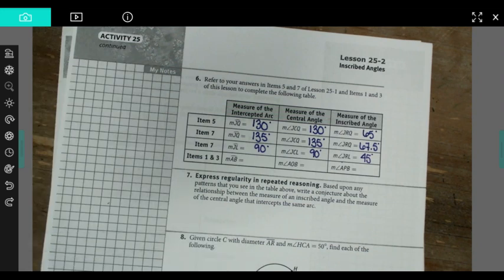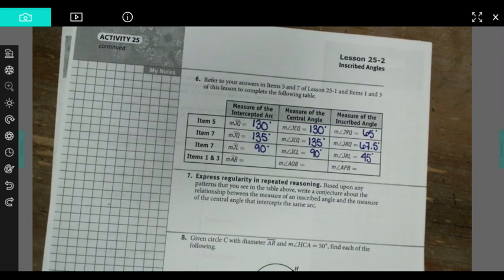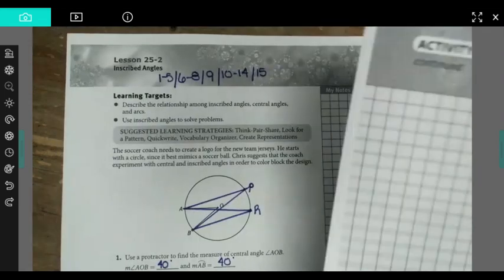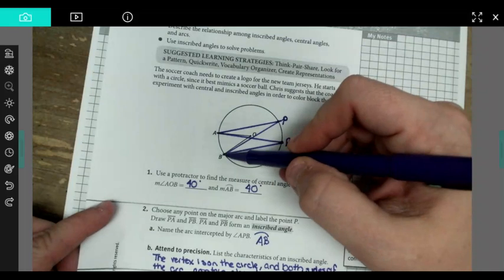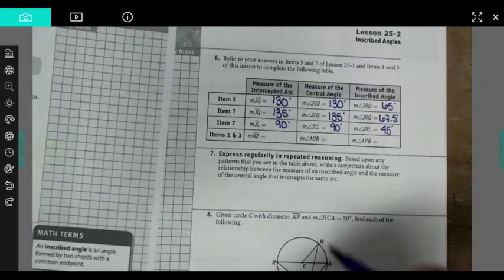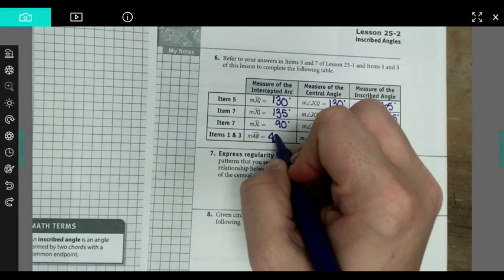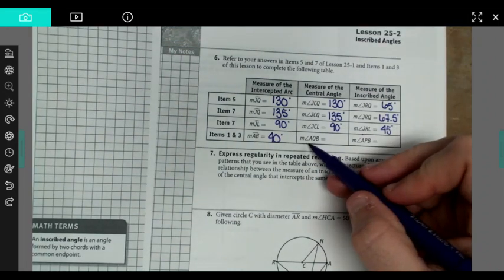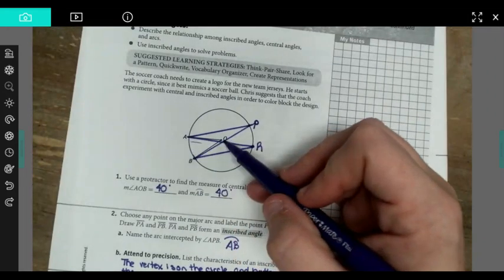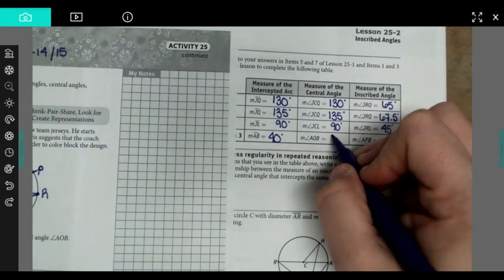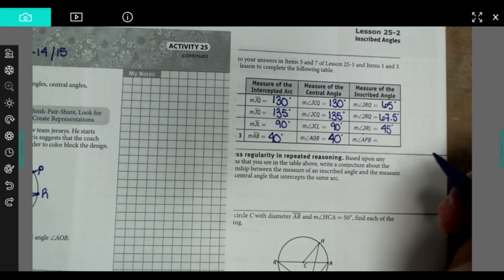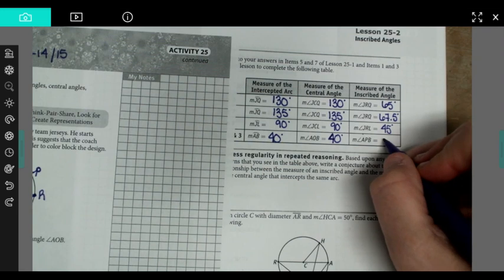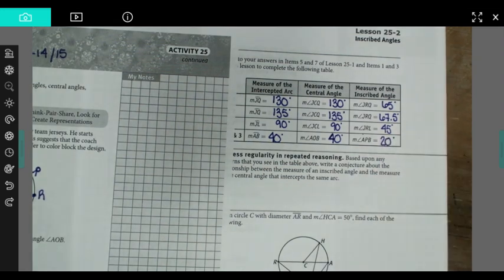All right, items 1 and 3 in this particular lesson. Arc AB was 40 degrees. Angle AOB was also 40 degrees. And the measure of angle APB, which was an inscribed angle, was 20 degrees.